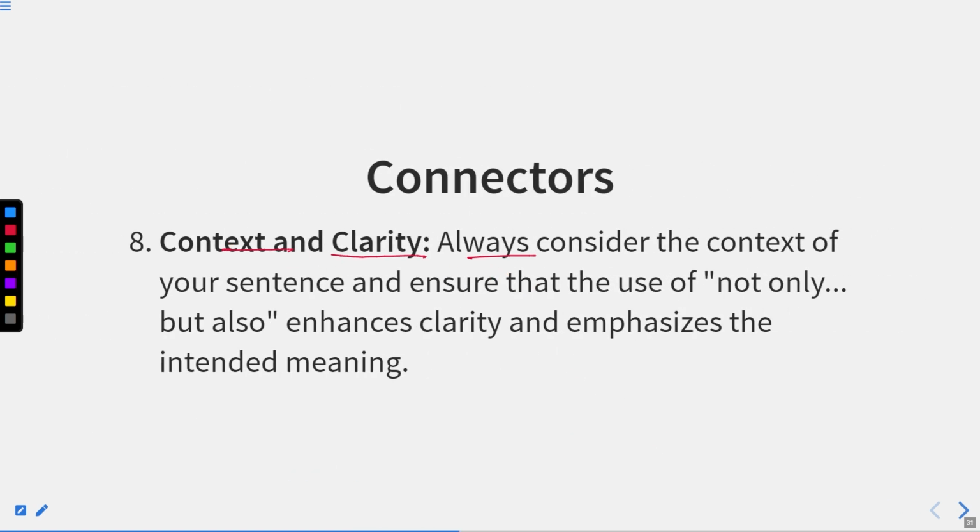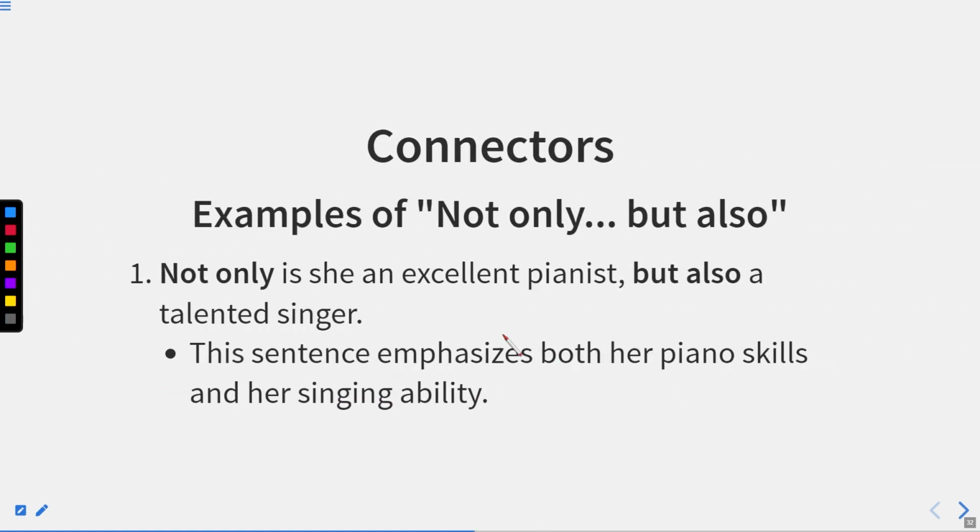Context and clarity. Always consider the context of your sentence and ensure that the use of "not only but also" enhances clarity and emphasizes the intended meaning. Okay, so this is how context and clarity work. Examples of "not only but also." "Not only is she an excellent pianist, but also a talented singer." The sentence emphasizes both her piano skills and her singing ability.